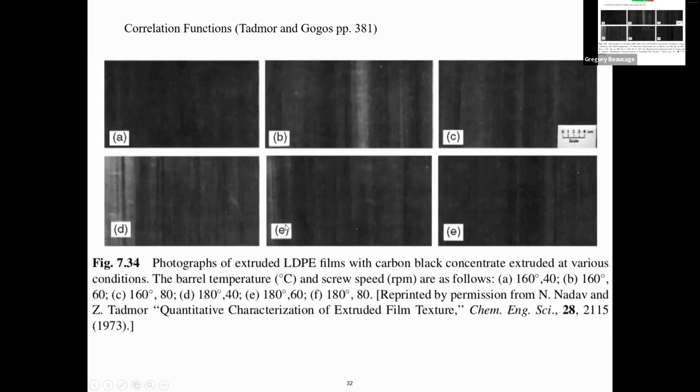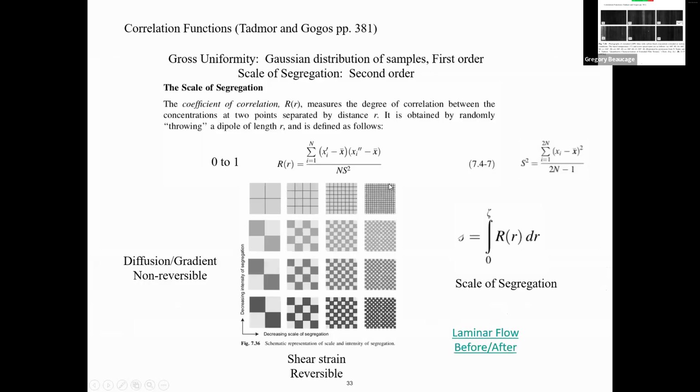Or you tweak the process and then you get B. Is that an improvement over D? You can't tell by looking at it. One person will say yes, the other person will say no. So to get the answer, this is from Tadmor and Gogos' polymer processing book from the 70s, I guess, but it's a pretty good book to look at. It's got a lot of insightful things. Anyway, he's going to use a correlation function to deal with that.